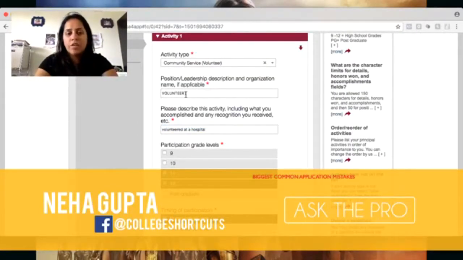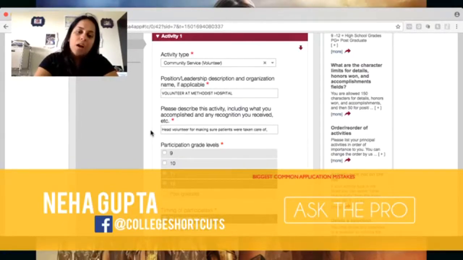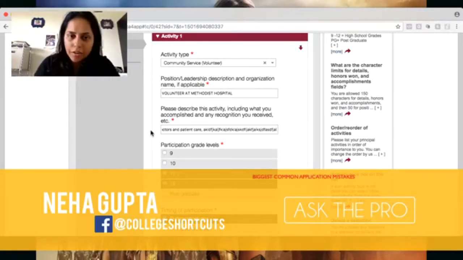It didn't say like volunteer at Methodist Hospital. It didn't say specifically what you did. Head volunteer for making sure patients were taken care of, was involved with doctors and patient care, blah, blah, blah, blah. Look at how much space there is here, okay?